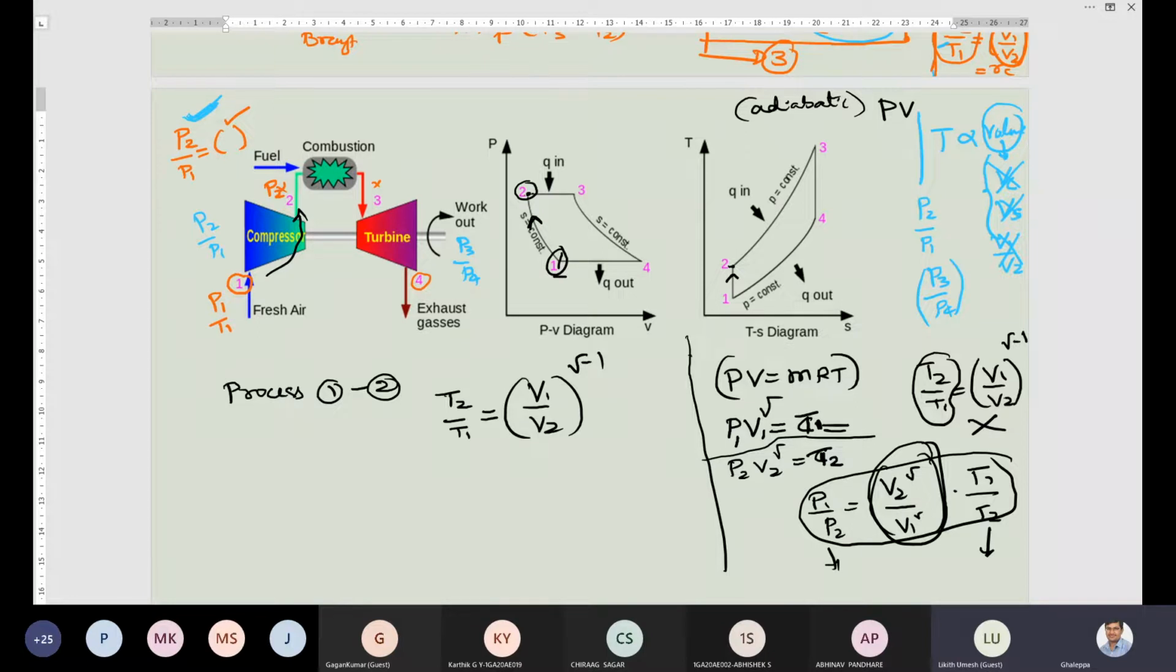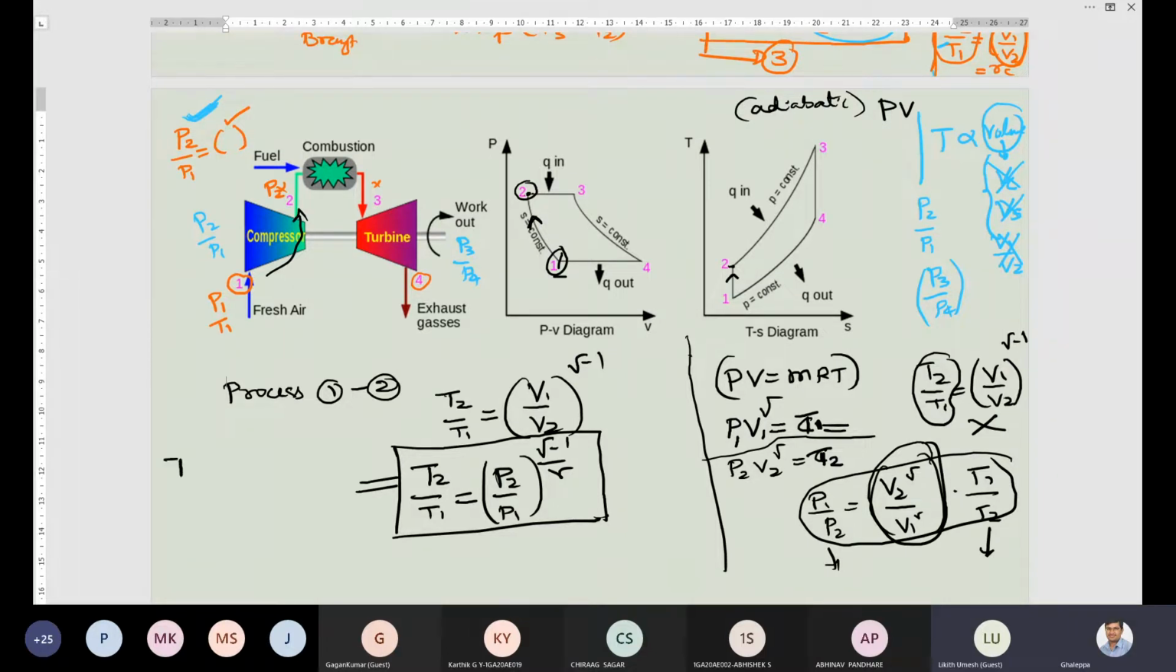So directly I will write T2 by T1 is equal to P2 by P1 to the power of gamma minus 1 by gamma. Keep in mind, this equation is a new equation. This is in terms of temperature ratio and pressure ratio. The equation we remembered earlier was in terms of volume. This is in terms of volume.